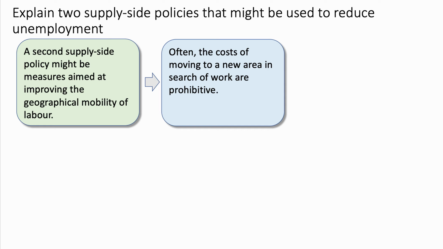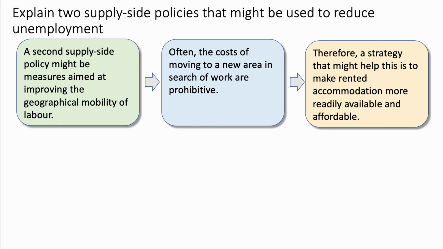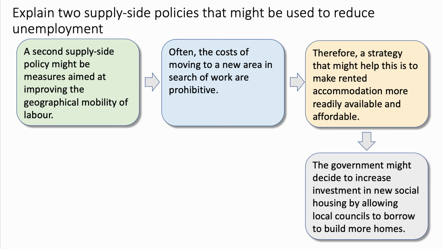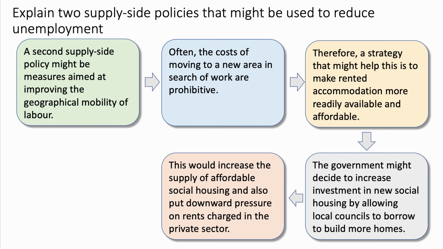Oftentimes the costs of moving to find work are prohibitive. Therefore, connected phrase, a strategy that might help this is to make rented accommodation more readily available and affordable. The government might decide, by the way, I'm using the word might here a lot because the might suggests there's alternatives, to increase investment into new social housing by allowing local authorities to borrow money to build more homes. If they did that, this would increase the supply of affordable housing, social housing, and also put downward pressure on the monthly rents charged in the private sector.